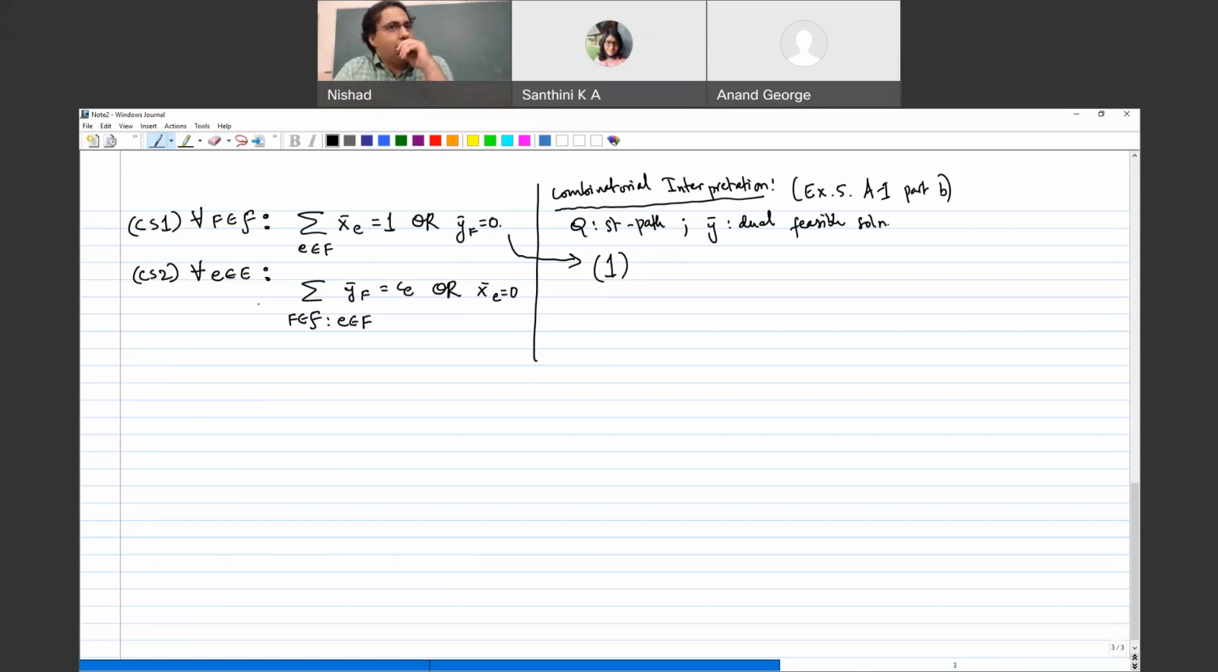So the way I want to think about this is, if y bar f is not 0, then it has to be greater than 0, because the y bars are non-negative variables. So if my y bar f is greater than 0, what does the left-hand side tell us? If y bar f equal to 0 is not true, then we know that the other thing must be true. So now how do we interpret this combinatorially?